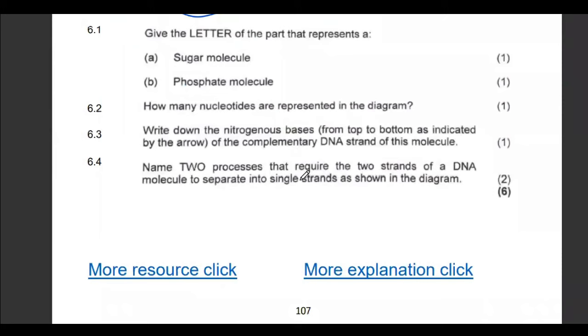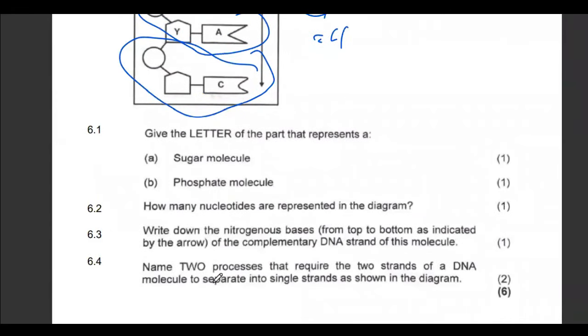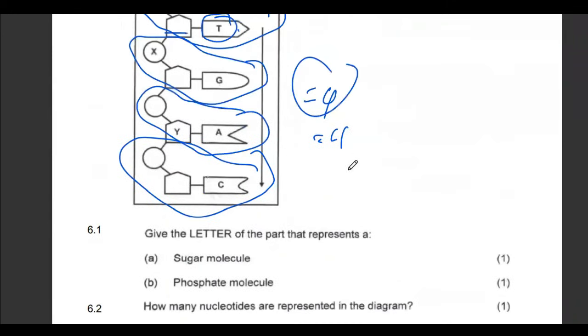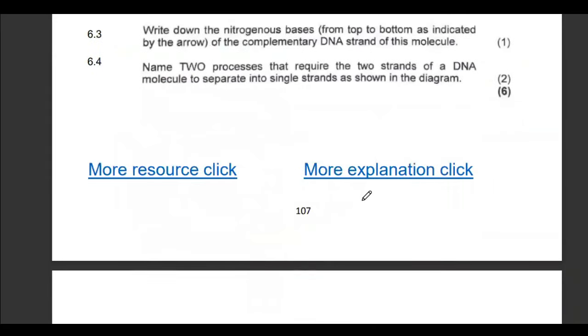Write down the nitrogenous bases from top to bottom, as indicated by the arrow, as the complementary base strand of this molecule. Here it is just T, they're saying on DNA. Complementary, so they are not talking about converting it into RNA. Don't forget that A goes with T, and C goes with G. Whenever there is A, you put T. Whenever there is C, you put G. So basically, that's how it's supposed to be answered.